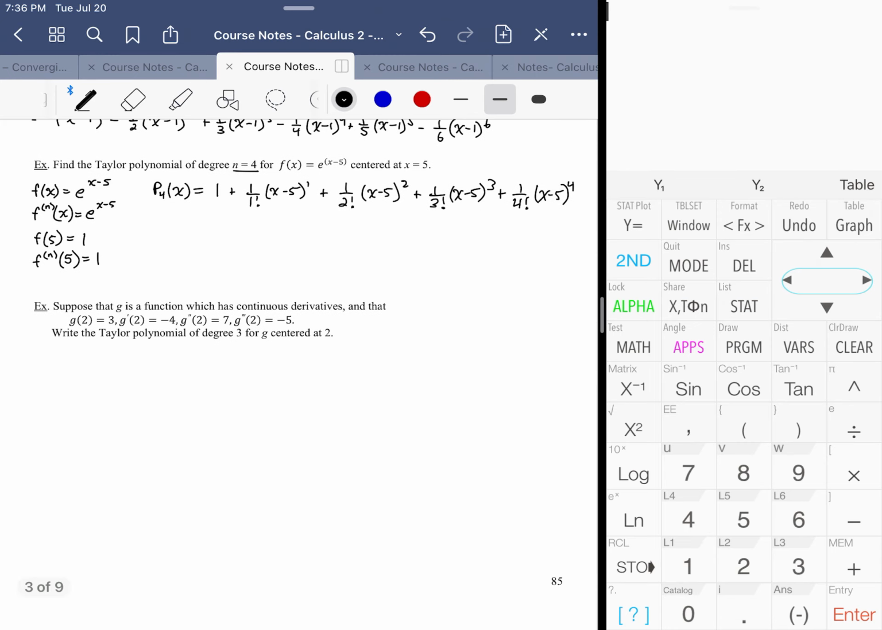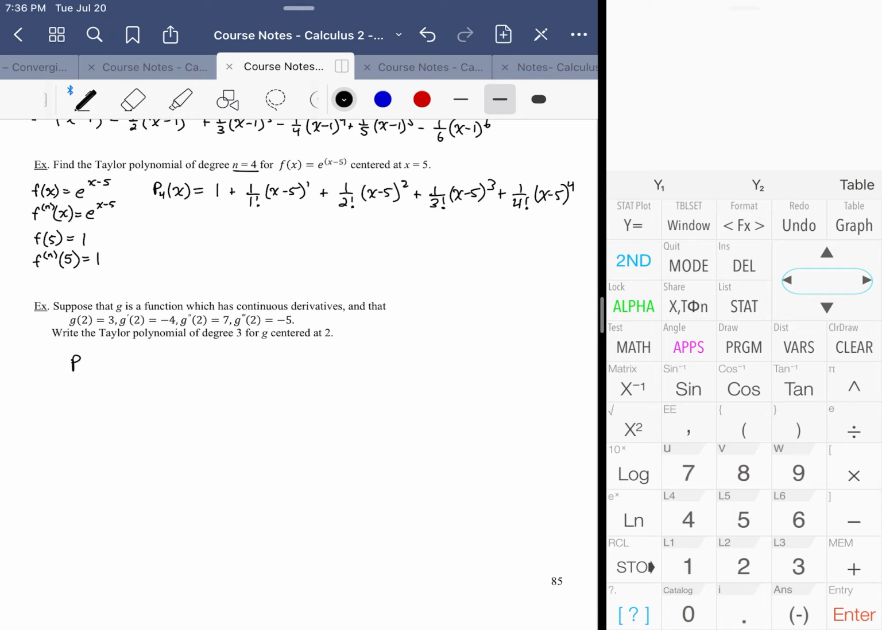Now, for the last example here, it says suppose that g is a function which has continuous derivatives, and that g of 2 is equal to 3, g prime of 2 is equal to negative 4, g double prime of 2 is equal to 7, and so on. It's saying go out to degree 3 centered at 2. It's given us all the hard stuff. We got everything we need here.